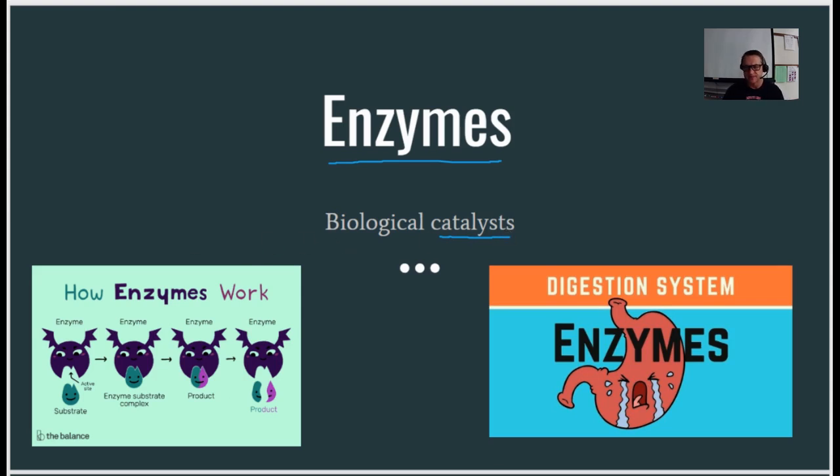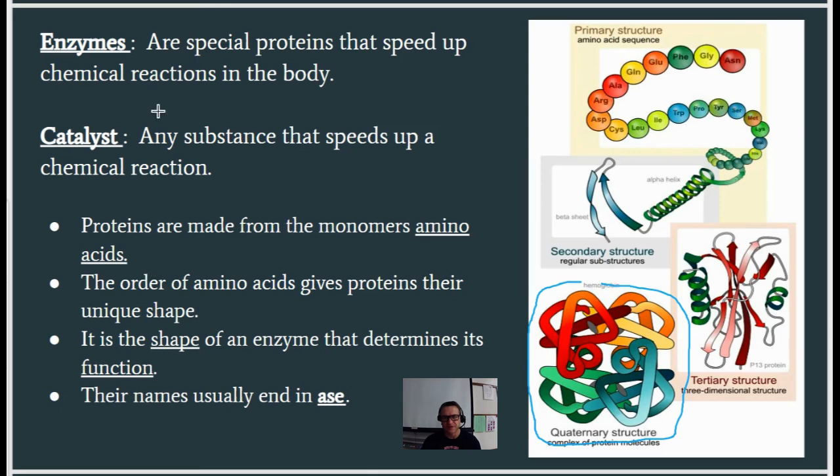know about enzymes. All right, so your first page of notes on enzymes. So enzymes are special proteins. They're made of proteins that speed up chemical reactions in the body, make them happen much, much faster. Now, they're also called catalysts. They're biological catalysts because a catalyst is any substance that speeds up a chemical reaction. So since enzymes do that, they're considered catalysts.